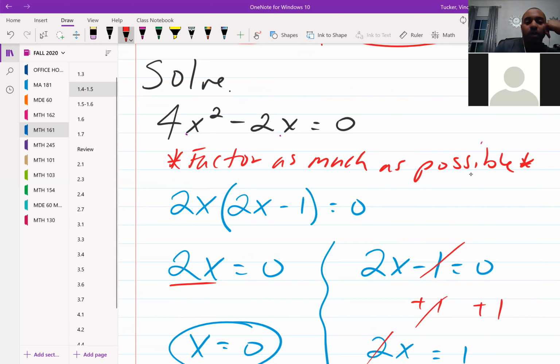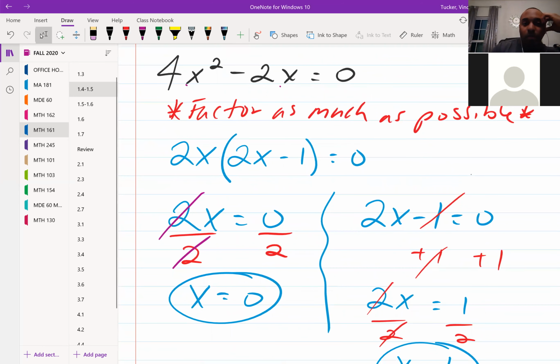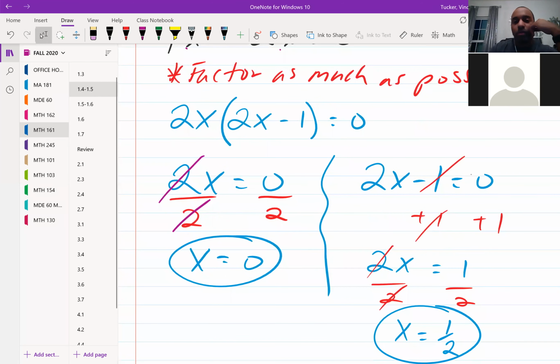So in this first one, I would divide both sides by 2. 2x equal to 0, divide both sides by 2. The 2's cancel, and x is equal to 0. And then in the next one, 2x minus 1 equal to 0. Add 1 to both sides, then divide by 2. Your other solution would be x equal to one half. Any questions?